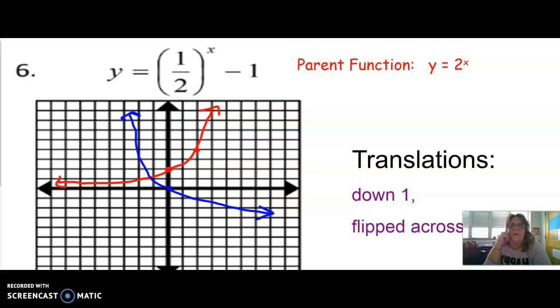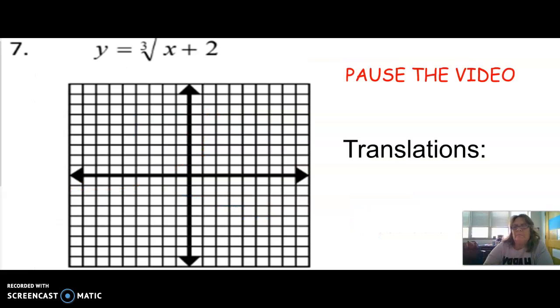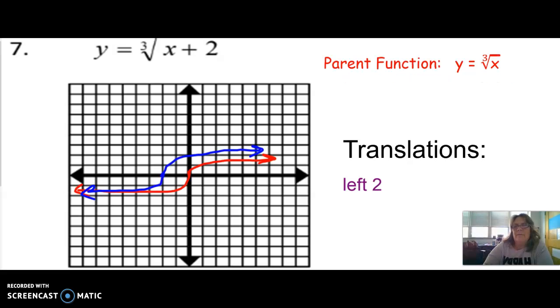This is an exponential function. So this exponential function, we'll say y is equal to 1/2 to the x power. It's translated down 1 because of the -1. 1/2 means it's between 0 and 1, so it's flipped across the y-axis. Problem number 7. Pause your video.